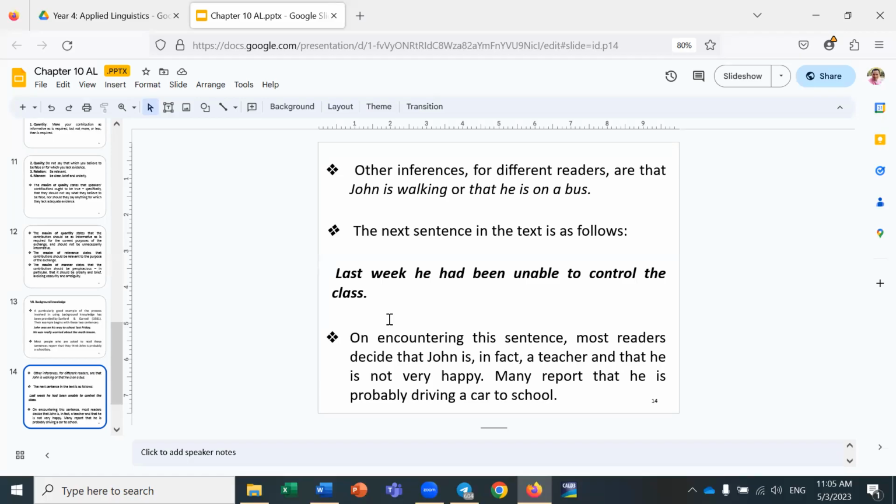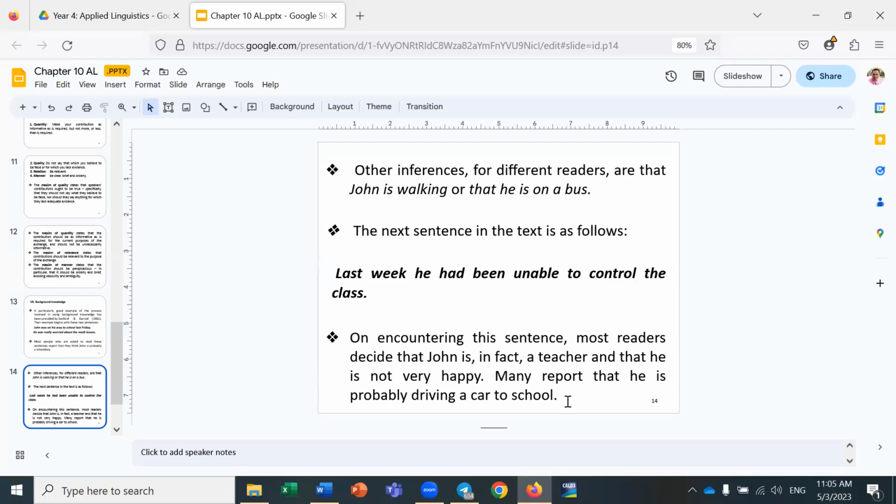But when you read the third sentence here, last week he had been unable to control the class. John's role now changed to teacher. Okay, so now let's see. On encountering this sentence, most readers decided that John is in fact a teacher and that he is not very happy. Many report that he is probably driving a car to school.